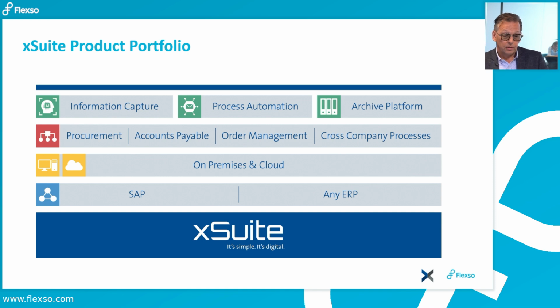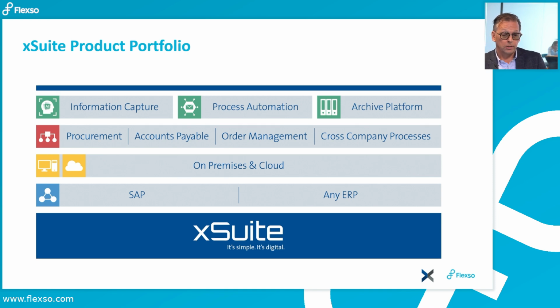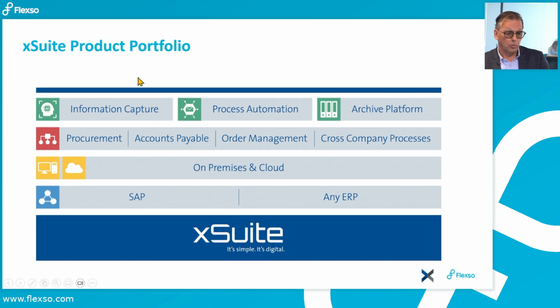All of them is built in our own hands, so all is built by xSuite itself. Information capturing is where all kinds of documents can come in. If it's PDF, XML documents, Peppol documents, it doesn't matter. Second pillar is the process automation. Process automation, we can handle the workflows inside SAP, not only for invoicing, but also for other processes.